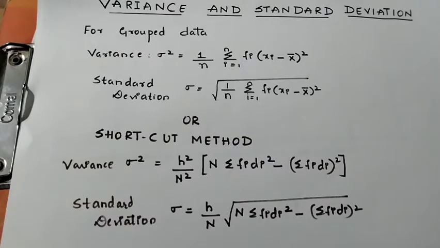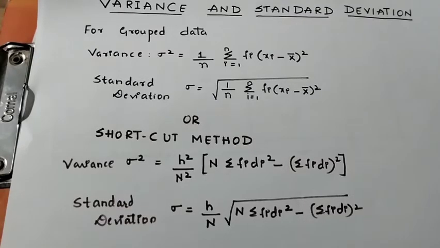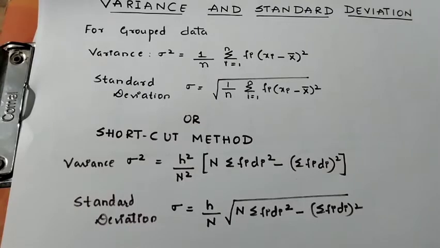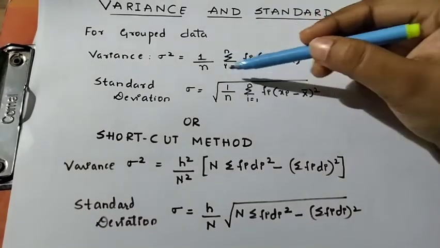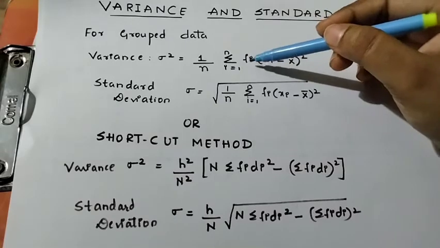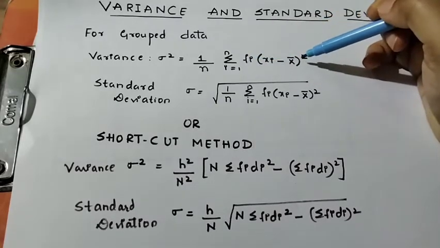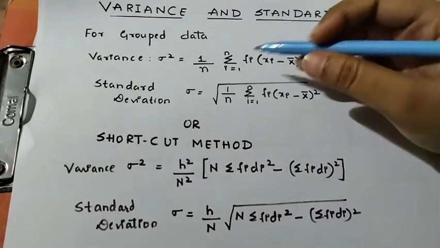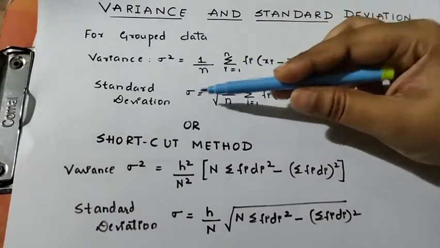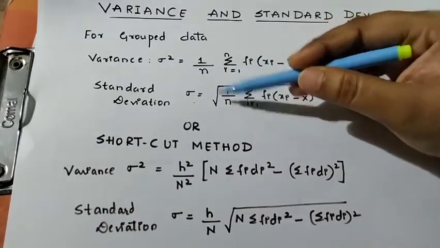So in the previous class, that is up to offline classes, I had started with the statistics topic where I had stopped at variance and standard deviation for grouped data. One example was completed using both the methods. One method is finding variance and standard deviation using the formula 1 by n summation i equal to 1 to n fi into (xi minus x bar) square. This is one formula to find the variance. The second formula is standard deviation is equal to root of this.